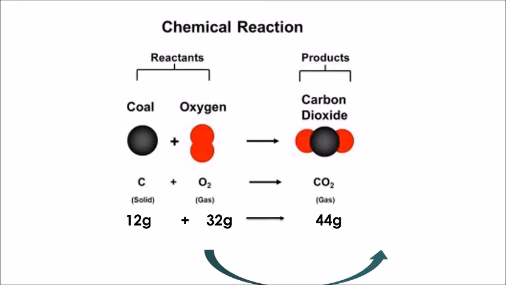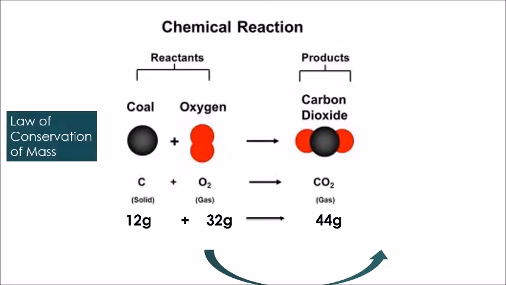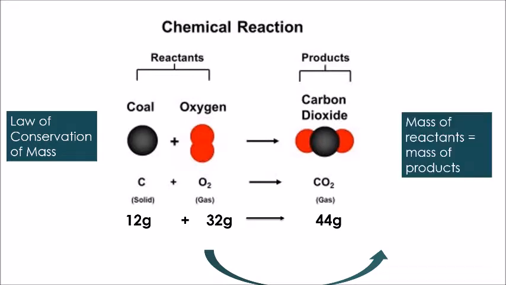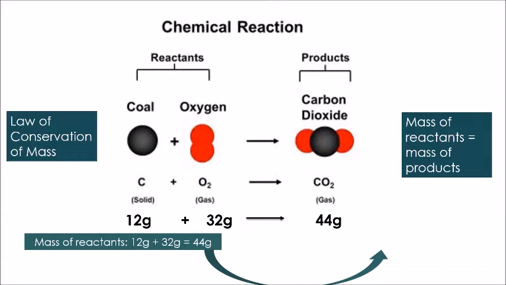Here's an example. This is a reaction we're familiar with. We burn coal or carbon in the presence of oxygen, and it makes carbon dioxide. So let's look at the mass of the reactants on this side. The mass of this side is 12 grams of carbon and 32 grams of oxygen. So the total mass on the left-hand side is 12 grams plus 32 grams, which is 44 grams. And on the right-hand side, they've given us the products weighing 44 grams. That shows that the mass of reactants is the same as the mass of the products.